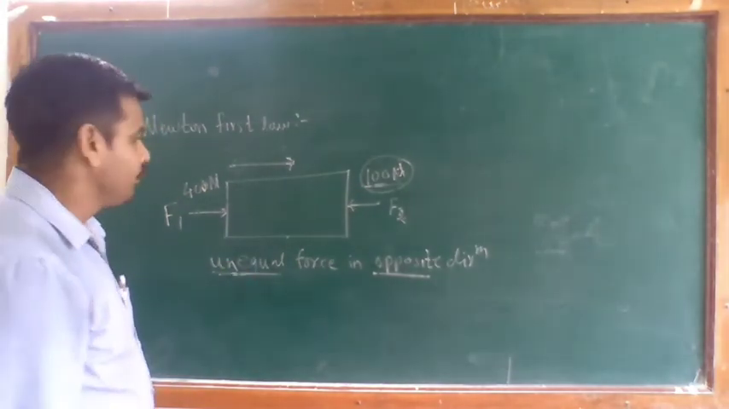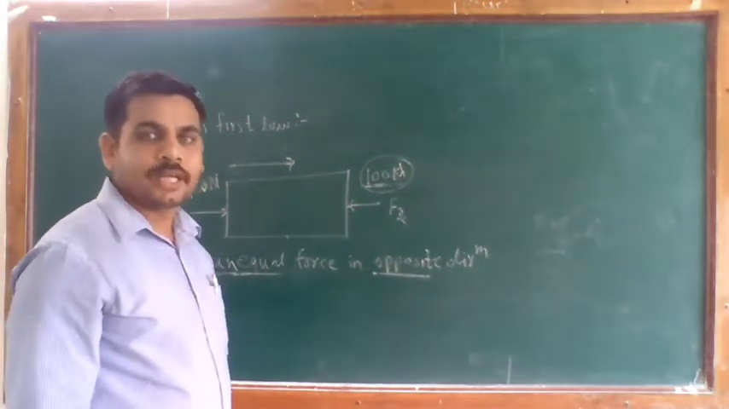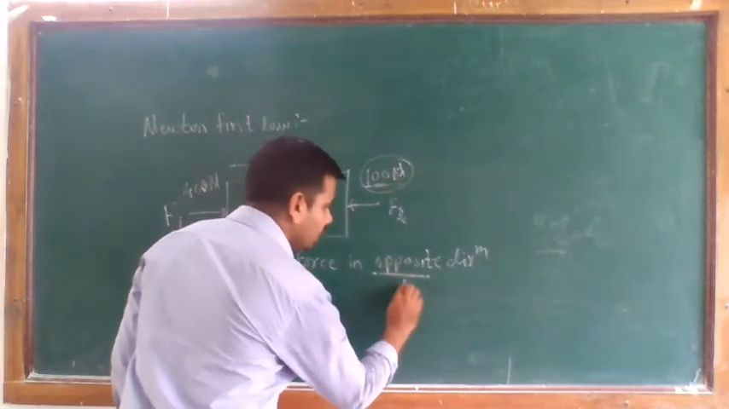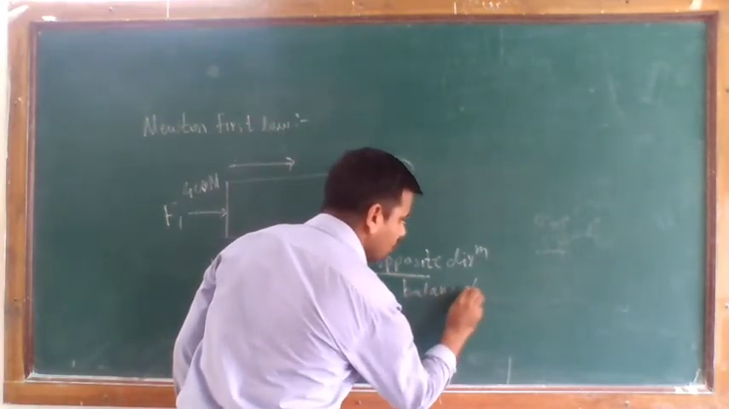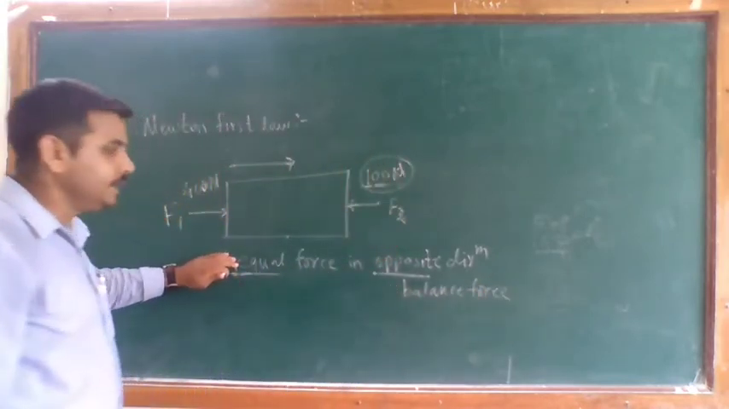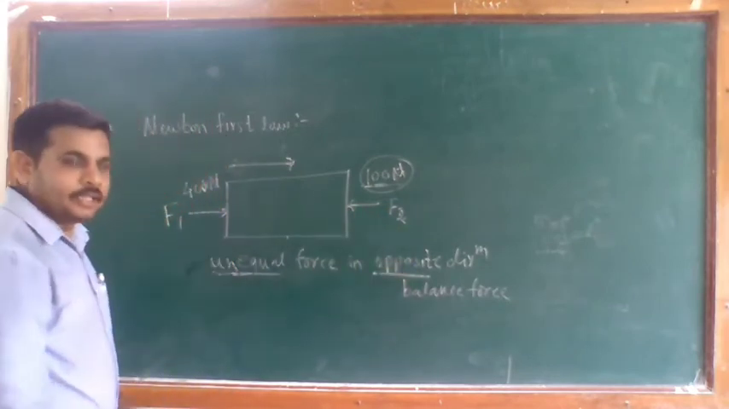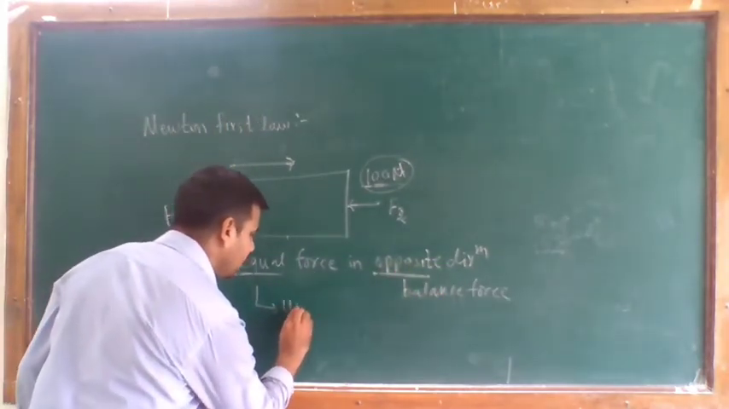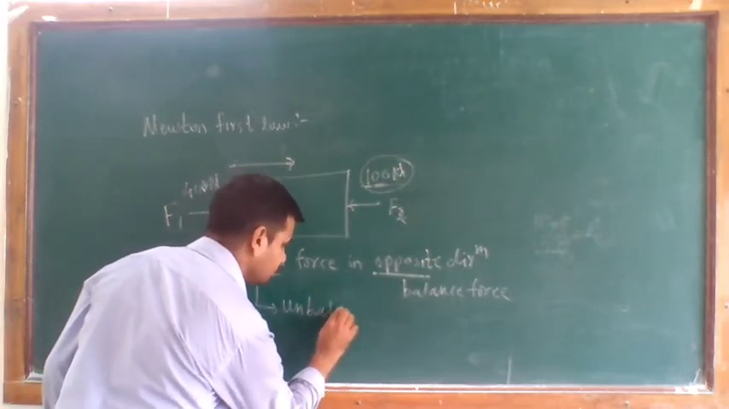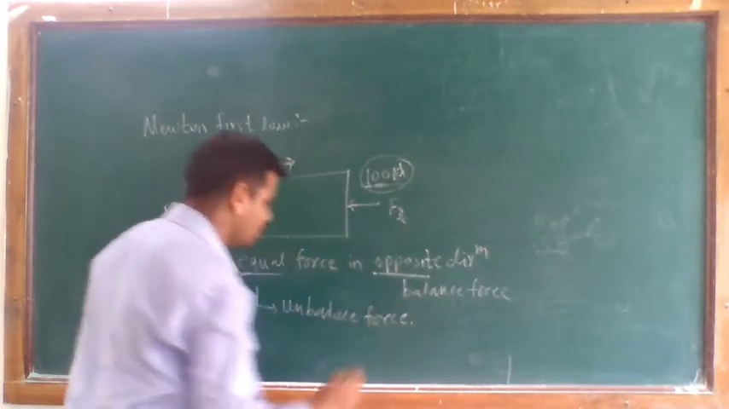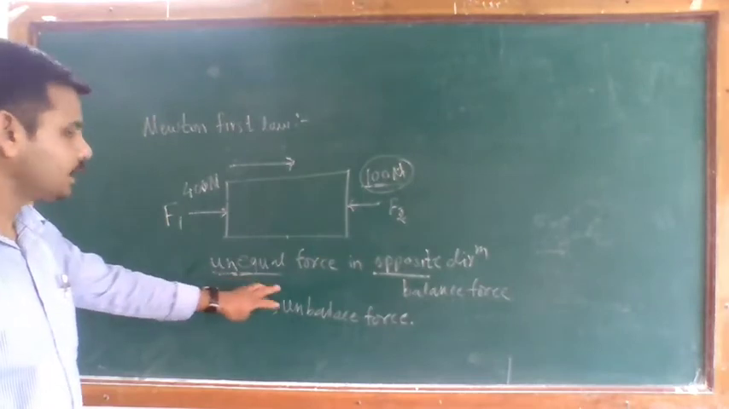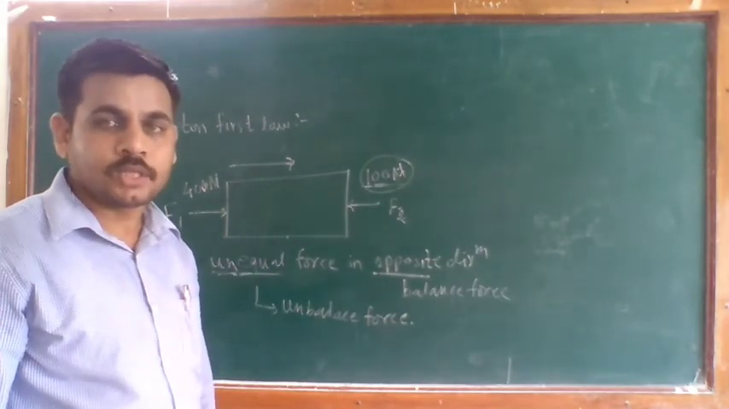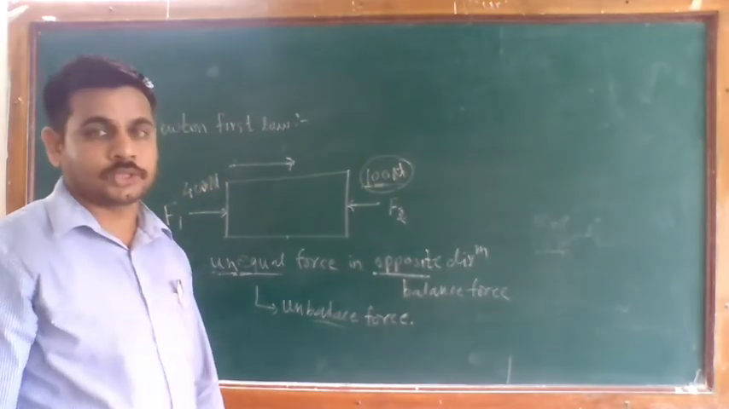So there are two cases. In the first case, if you apply equal force in the opposite direction, then the system will be in the rest position or continue in uniform motion. You can say that there is a balanced force. If it is an equal force in the opposite direction, it is balanced, and if it is an unequal force in the opposite direction, then you can say that it is an unbalanced force. So these are two examples for balanced and unbalanced force. Using these two concepts, your first law of motion depends on the balanced and unbalanced forces.